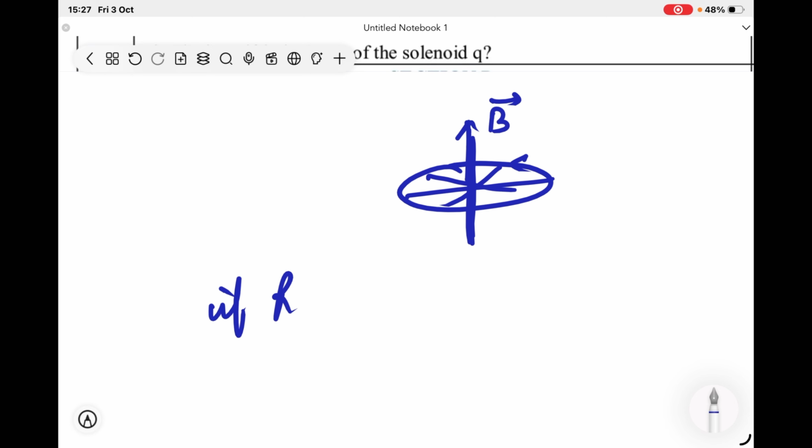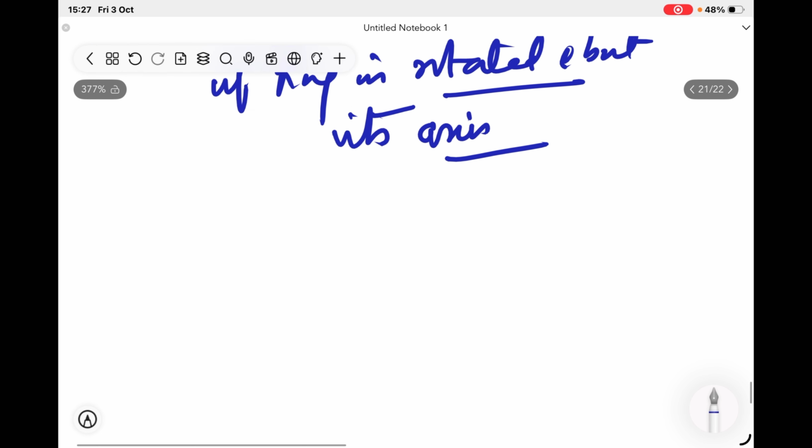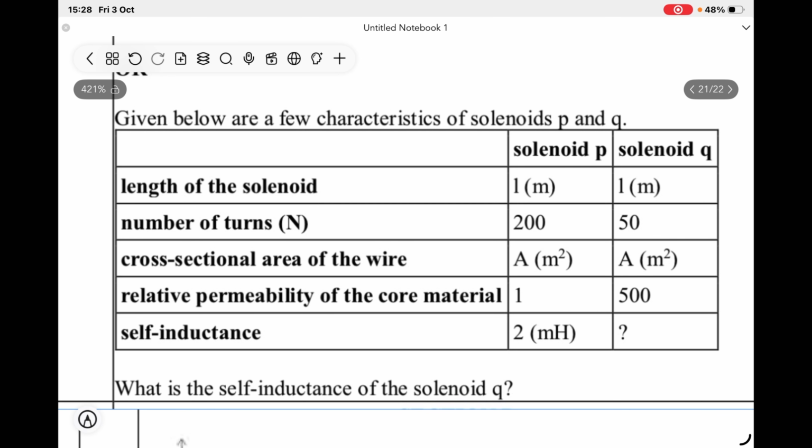If the ring is rotated about its axis... Earlier it was rotated about its diameter, so we got that answer in the first part. And for the EMF to be 0, the ring should be rotated about its axis. Now let us get to the second part of the question.